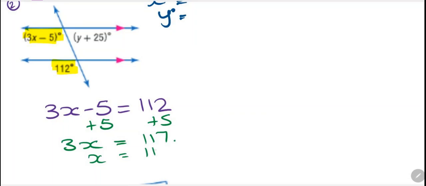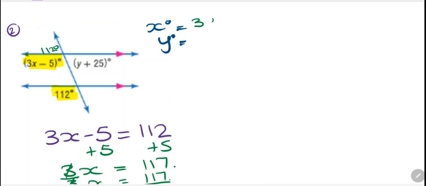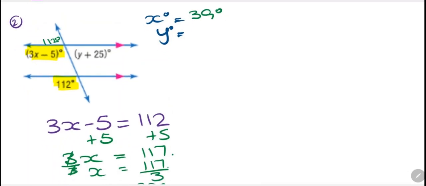And 117 divided by 3 is 39. So x is 39 degrees. So in my question I have 3 times 39 is 117 minus 5, 112. So that is correct. So x is 39. Now I need to work out this one here.